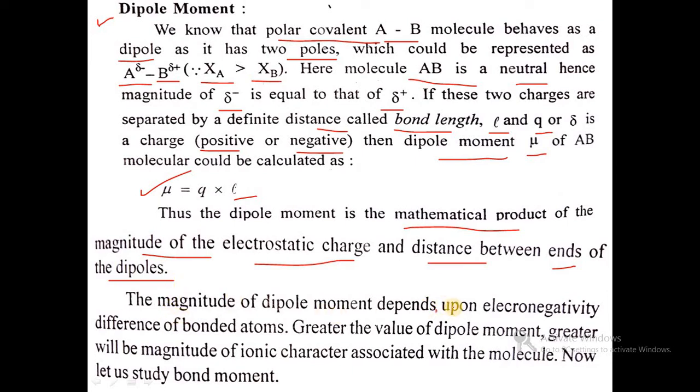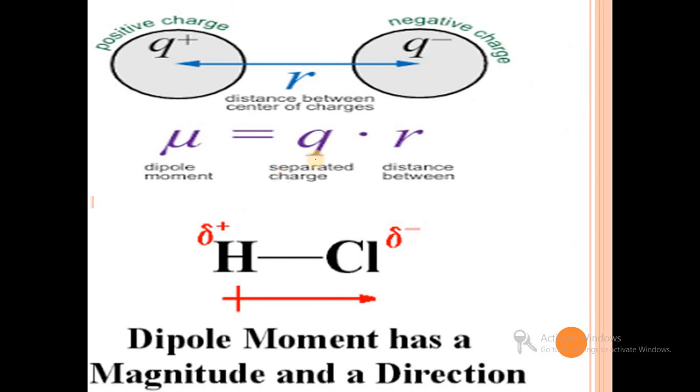Then the magnitude of dipole moment depends upon the electronegativity difference of the bonded atoms. The greater the value of dipole moment, the greater the magnitude of ionic character associated with the molecule. Then we will see some examples. Dipole moment means the multiplication of Q into R, where R means the distance between these two atoms and Q means the separated charges. For example, in HCl, H carries delta plus charge and Cl carries delta minus charge, so it has a dipole moment. Dipole moment has a magnitude and a direction, so this is a vectorial quantity.